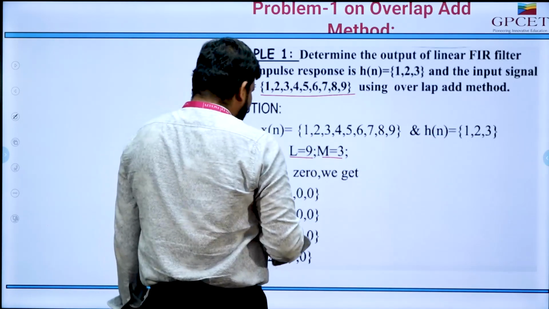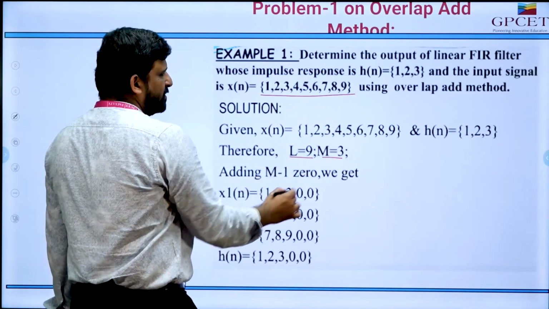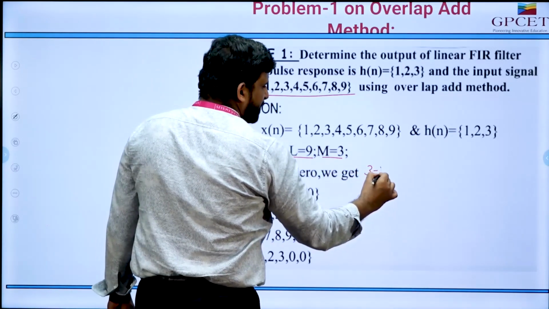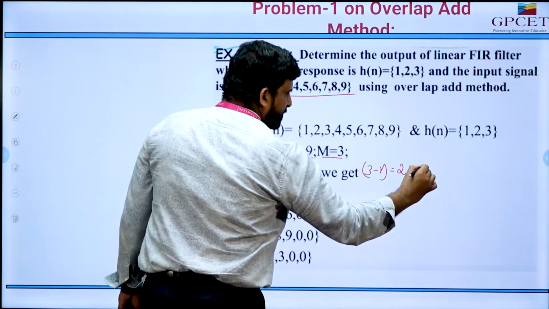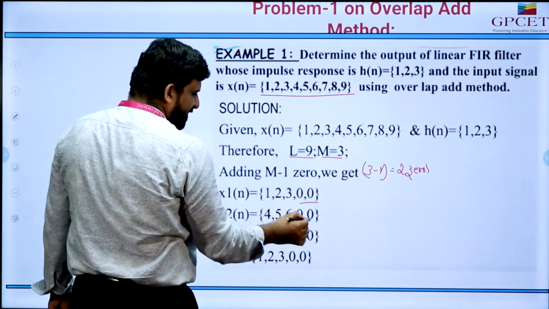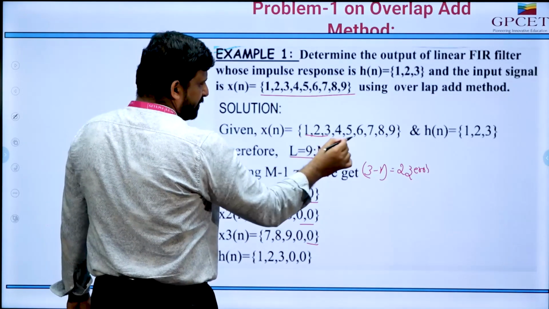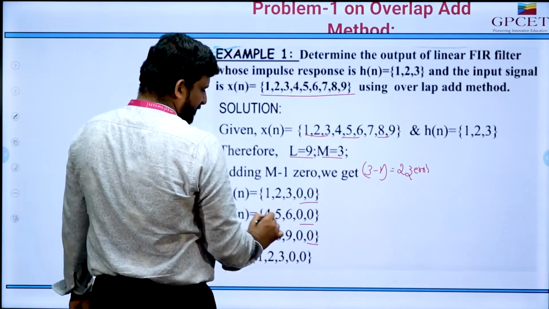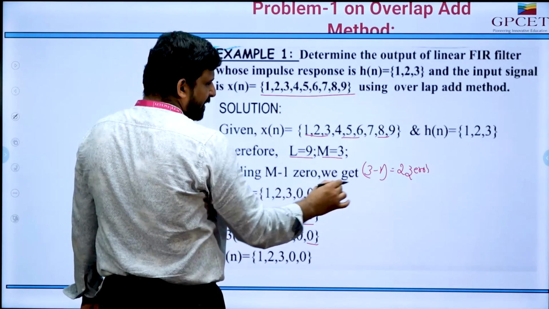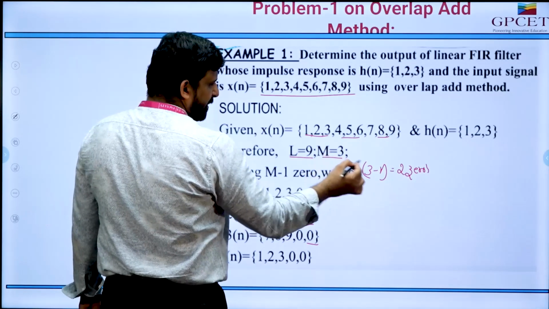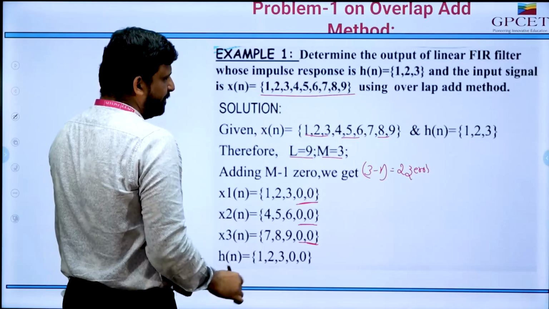Now how many zeros should be added here? I told you, adding m-1 zeros, that is 3 minus 1 zeros, 2 zeros. 2 zeros are added at the end of each sequence. So the 9 samples I have subdivided into 3, 3, 3, that is 1, 2, 3, 4, 5, 6, 7, 8, 9. For that, how many zeros should I add? m-1 zeros. So what is m? 3. 3 minus 1 zeros. So 2 zeros I have added for the last two terms.